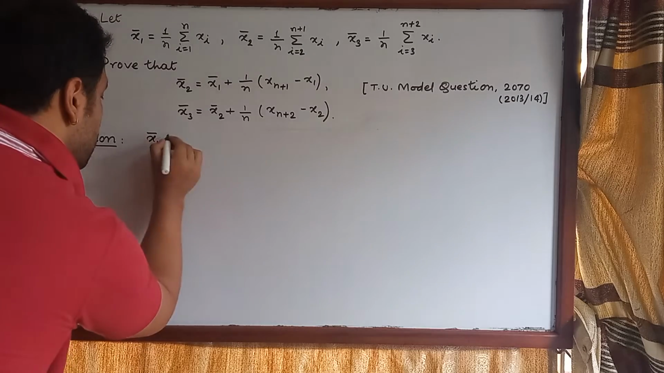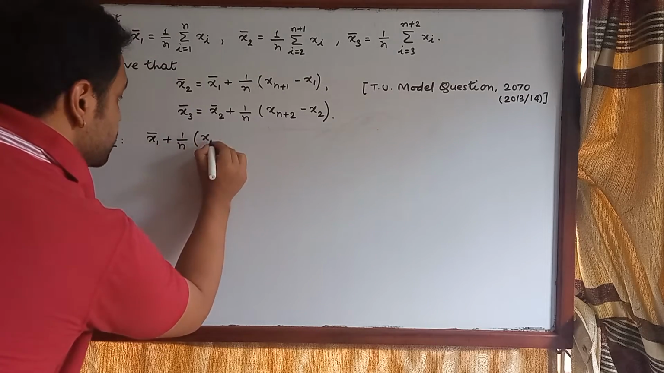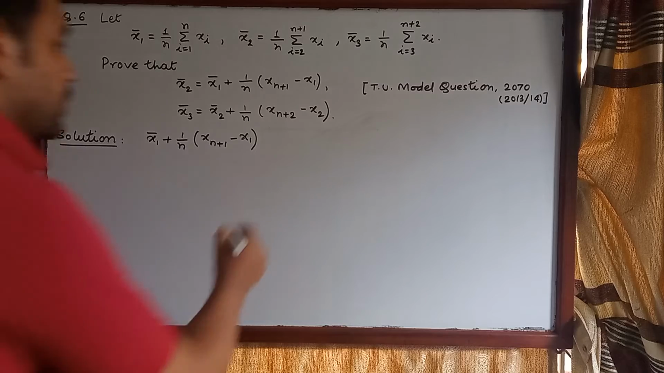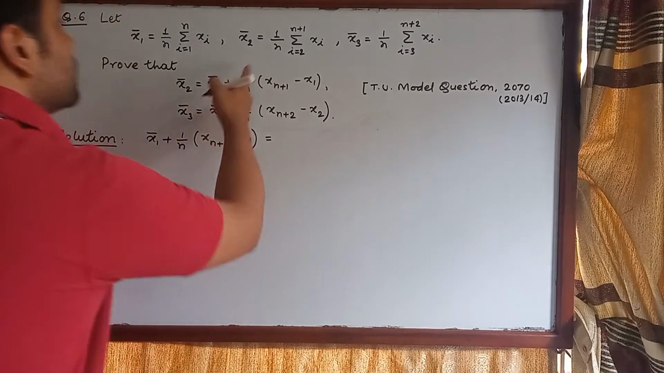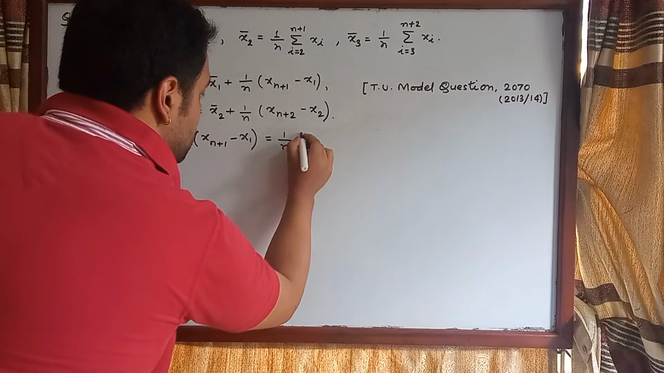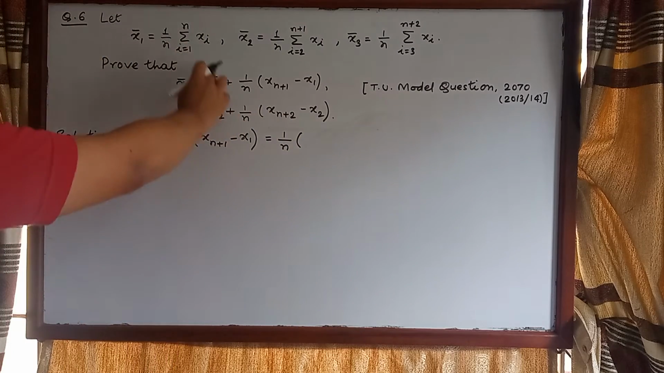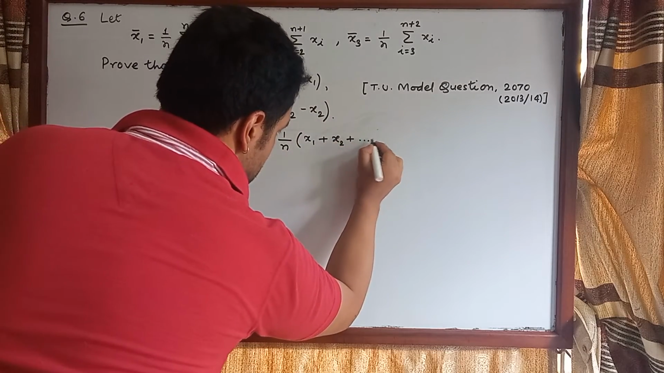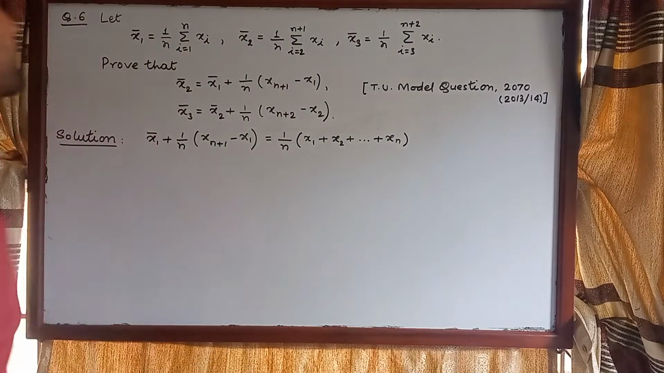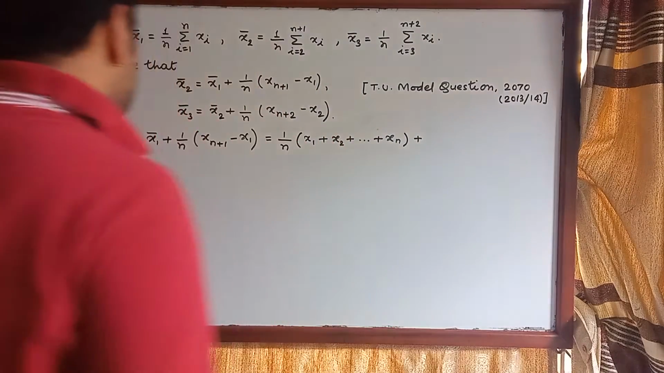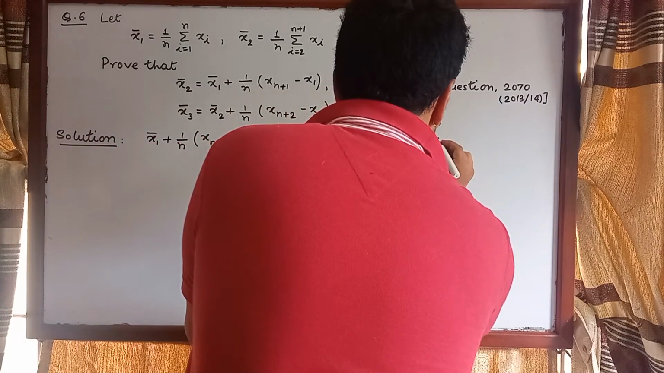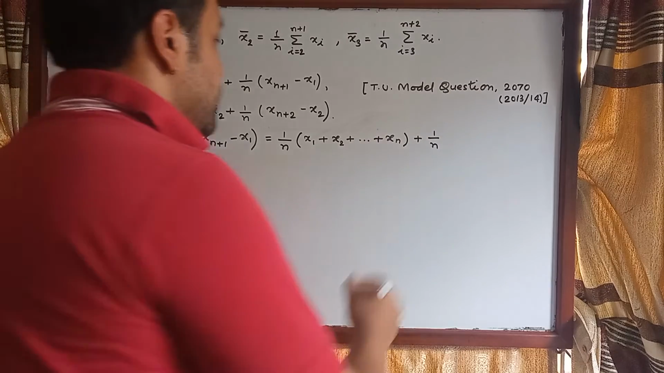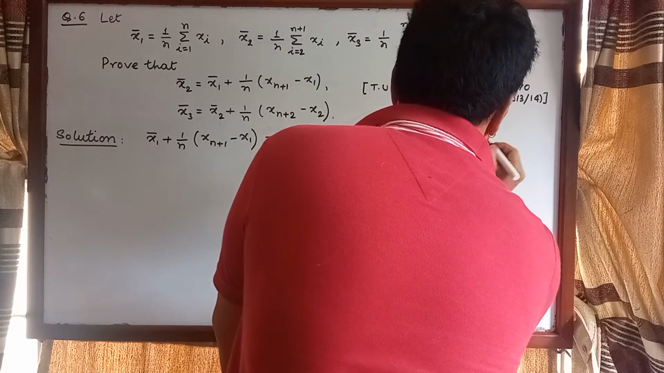For the first relation, we have x1 bar plus 1 over n times (x(n+1) minus x1). x1 bar is equal to 1 over n times the sum of the observations from x1 to xn, which means x1 plus x2 plus all the way up to xn, plus 1 over n times (x(n+1) minus x1) as it is.